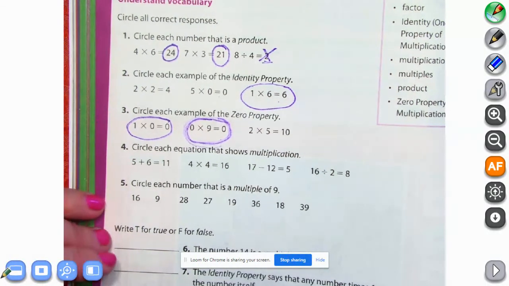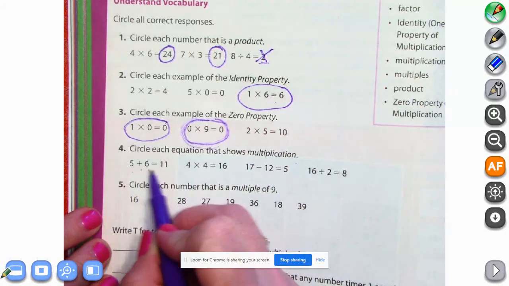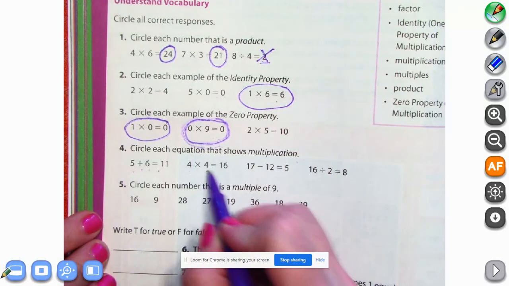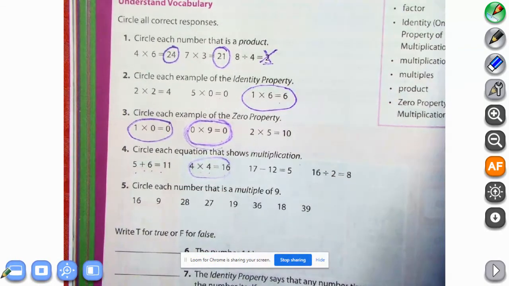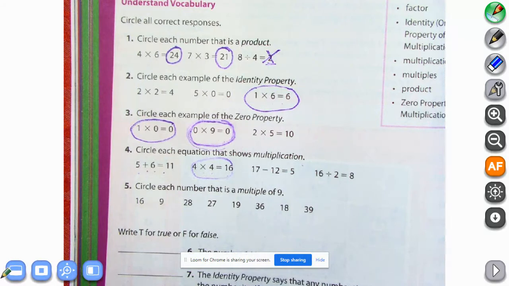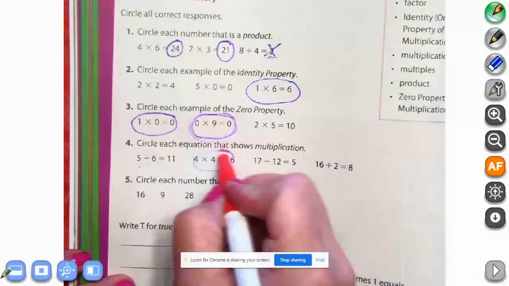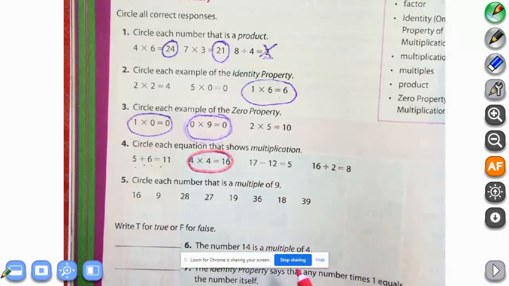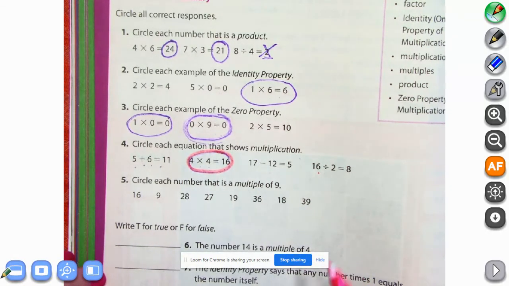All right. Number 4, circle each equation that shows multiplication. 5 plus 6 equals 11. Does that show multiplication? No. 4 groups of 4 equals 16. 4 times 4 is 16. That's multiplication. I'm going to have to definitely get a different pen. I'll try this one. Let's see if this one works. A little better. Okay. 17 minus 12 equals 5. Is that multiplication? 16 divided by 2 equals 8. Is that multiplication? Nope, we only had 1.